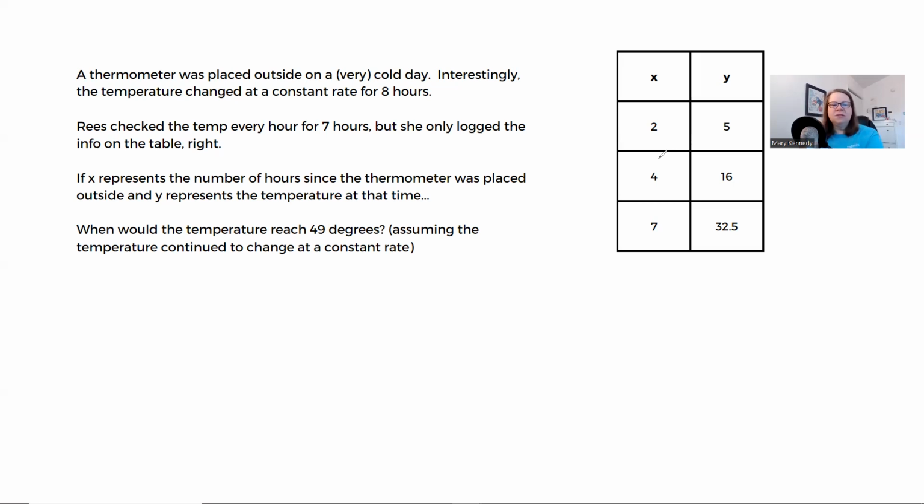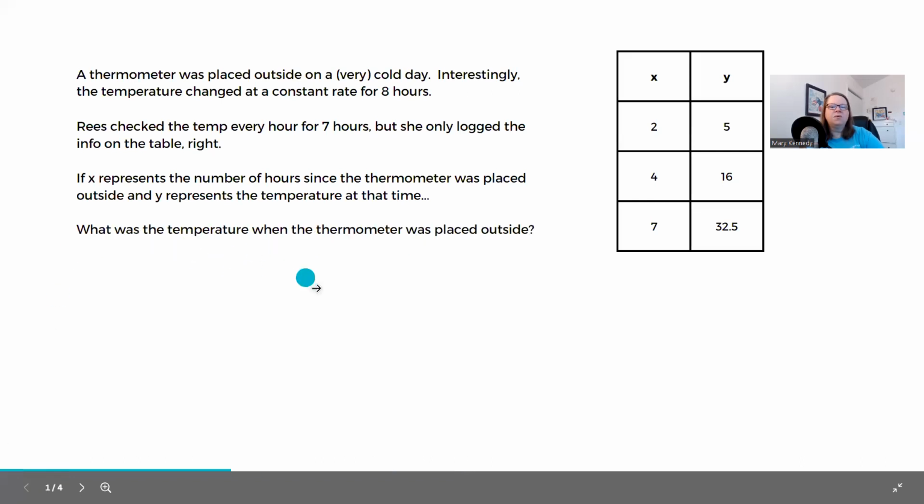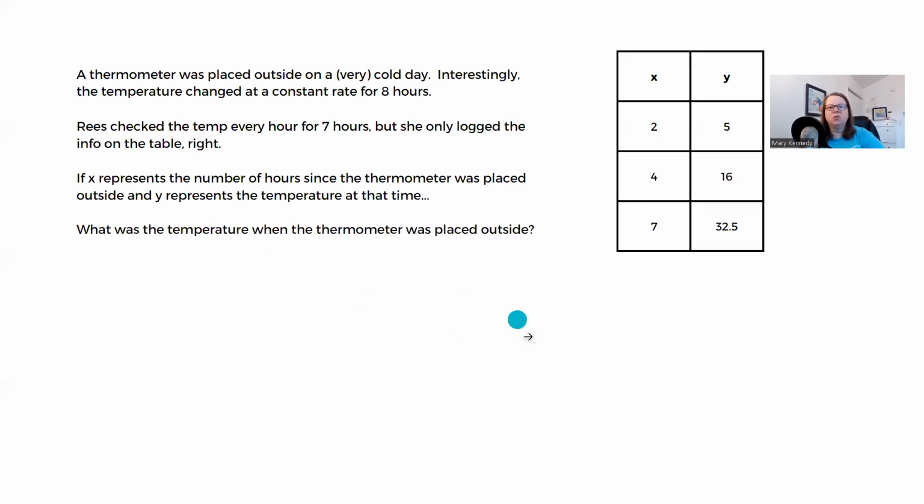If x represents the number of hours since the thermometer was placed outside, and y represents the temperature at that time, then, and we're actually going to answer a different question, let me back it up. Then when was the temperature? What was the temperature when the thermometer was placed outside? So we will worry about the question in just a minute. First things first, let's make sure that we're clear on what this is saying.